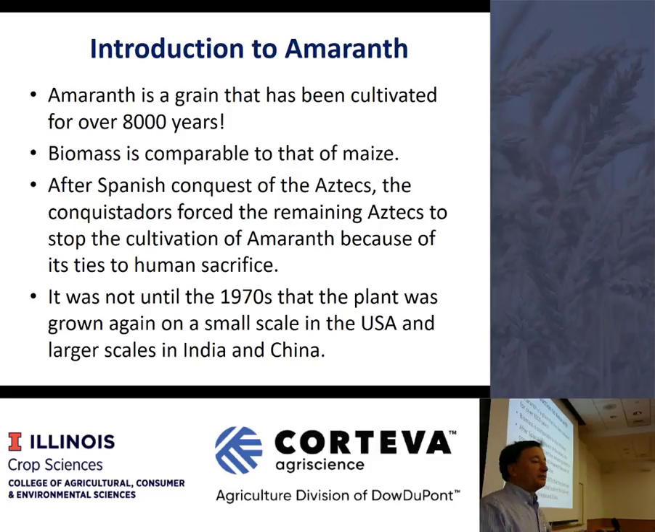Amaranth as a grain has been around for 8,000 years, so this makes it one of the oldest domesticates, and it has a biomass that's comparable to that of maize, mainly because it's a C4 dicot species. After Spanish conquest, the Aztecs were prohibited from growing grain amaranths, and it was basically stopped as a ritual crop and also as a crop that was given in tribute to the Aztecs.